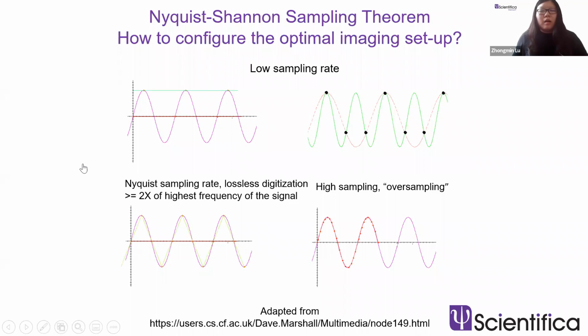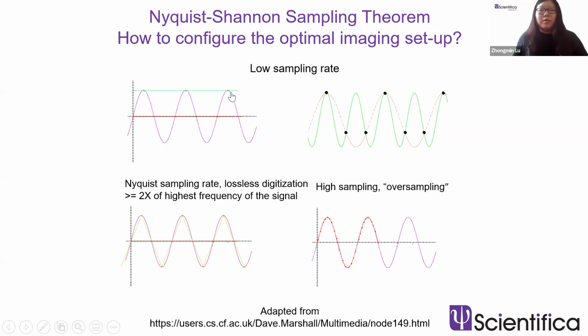And another thing I want to bring up is the Nyquist sampling principle. This Nyquist sampling principle really matters for how you configure the optimal imaging setup. For example, what kind of frame rate do you want to use, right? The Nyquist sampling rate is a lossless digitization, and 2 to 3 times the highest frequency of the signal will give you the optimal efficiency of data collection. What's the problem with a low sampling rate?